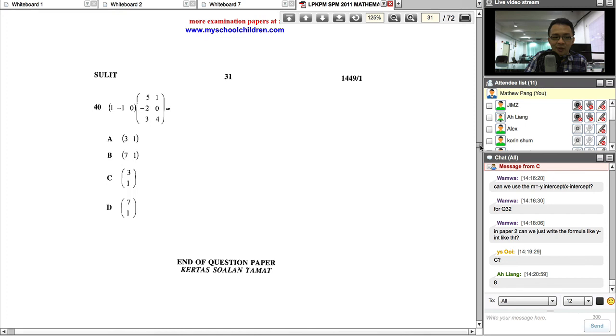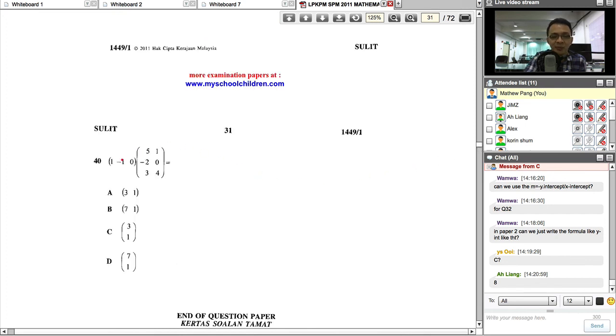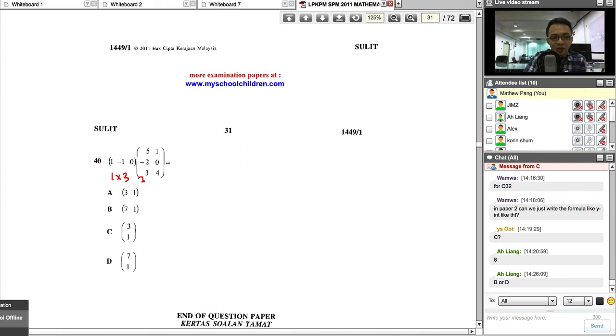And the last one. Same thing, this is multiplication. And then for matrix, you always need to check the order. This is called what? This is 1 multiply 3. This is 3 multiply 2. So after you solve it already, B or D?